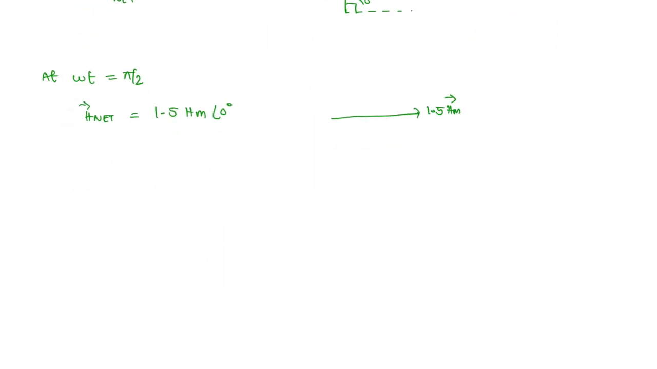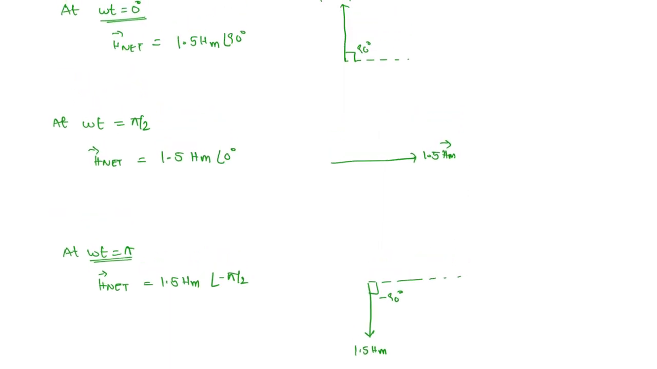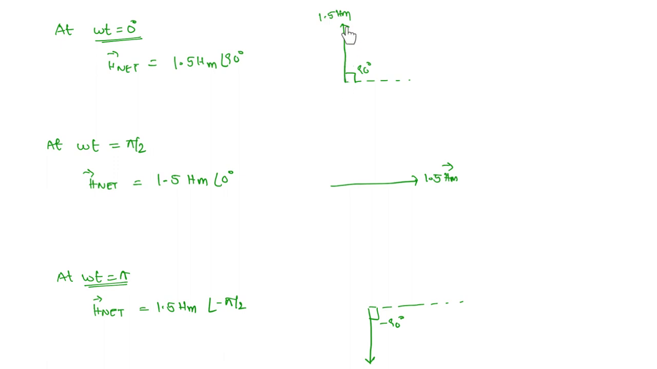Next instant of time we will take omega t equal to pi. At omega t equal to pi, the magnitude of H net will once again remain the same. The angle will be pi by 2 minus pi, which is minus pi by 2, or minus 90 degrees. This will be the reference. Minus 90 degrees will be in this direction. Magnitude is once again remaining the same. Similarly, for omega t equal to 3 pi by 2, the angle will be here. So effectively the vector is rotating in the clockwise sense, while the magnitude remains the same. Initially it was here, then it came here, then here. So it is going in the clockwise sense.